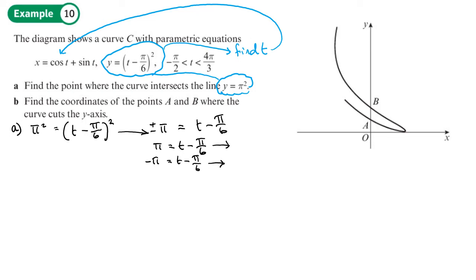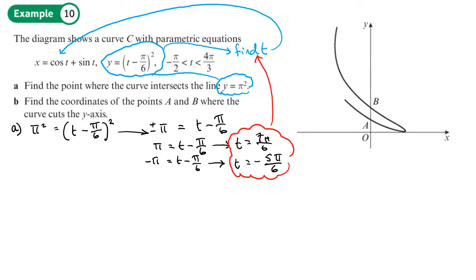So let's solve them by adding pi over 6 to both sides. If I've got pi plus pi over 6, that's going to give me 7 pi over 6, so t equals 7 pi over 6. For the other one, if I have negative pi and I add pi over 6, that's going to give me negative 5 pi over 6. So this is what I'm interested in. These are my two values of t.